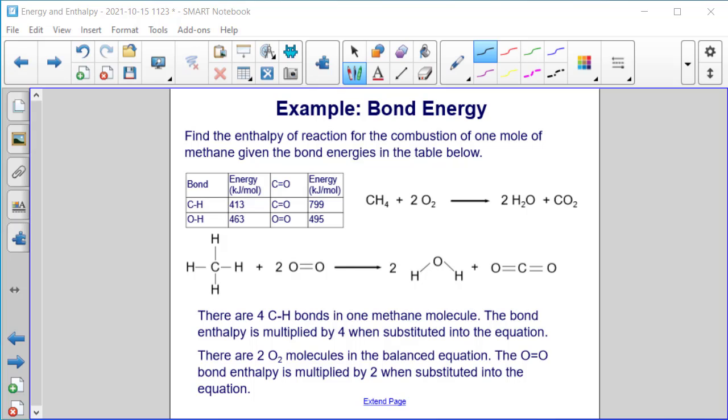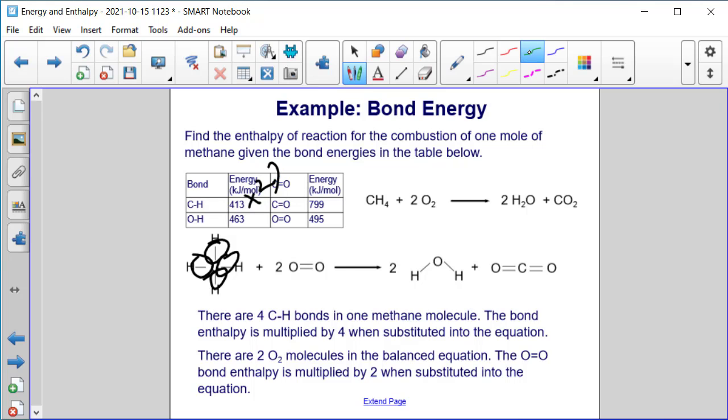All right, now that we have these Lewis structures, we can interpret them to see how many bonds we are breaking and how many bonds we are forming, okay? And what are the bond enthalpies associated with that? So if I look at these carbon-hydrogen bonds, there are 4 of them, right? We're breaking 4 carbon-hydrogen bonds. So we take the bond enthalpy for a single carbon-hydrogen bond and we multiply it by 4. That's how much energy we'd have to put in to break all 4 of those bonds.